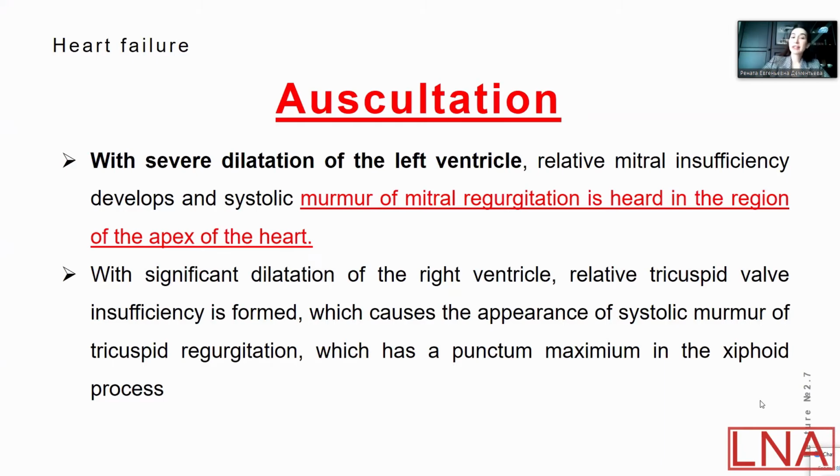With severe dilatation of the left ventricle, relative mitral insufficiency develops, and the systolic murmur of mitral regurgitation is heard in the region of the apex of the heart, radiating into the axillary region. With significant dilatation of the right ventricle and right-sided heart failure, relative tricuspid valve insufficiency is formed, which causes the systolic murmur of tricuspid regurgitation at the point of auscultation of the tricuspid valve, at the base of the xiphoid process.